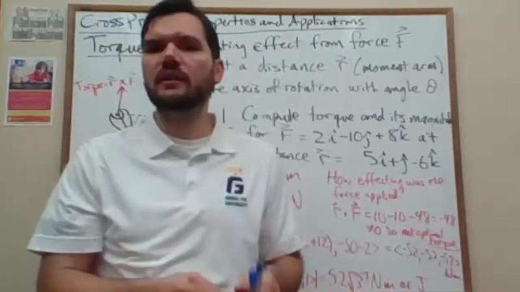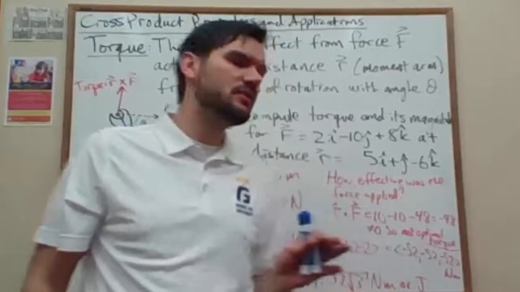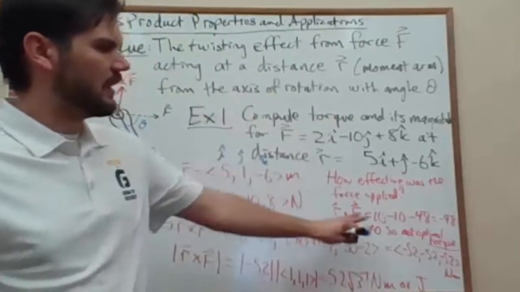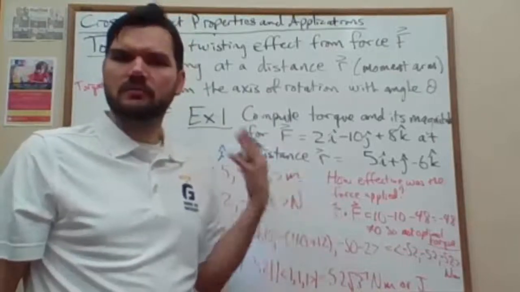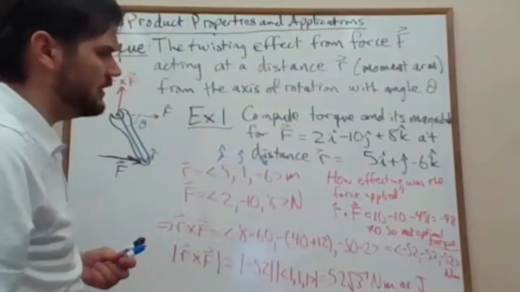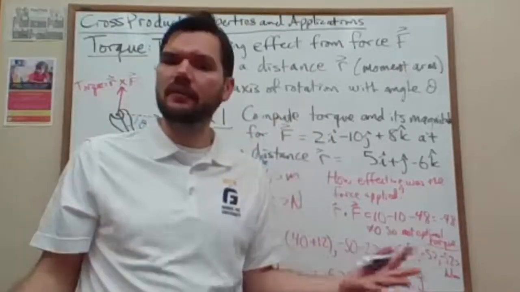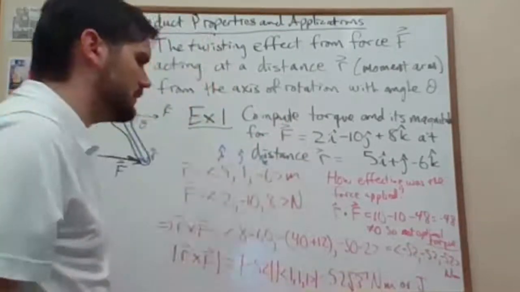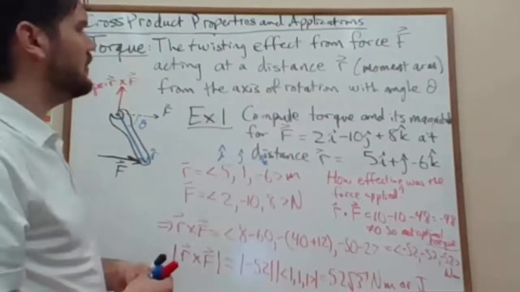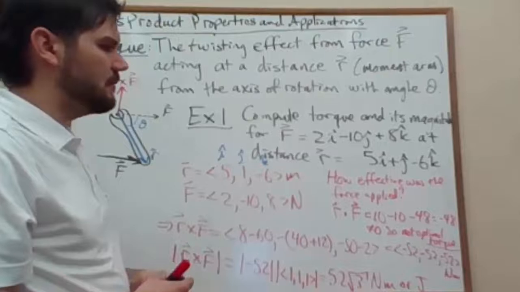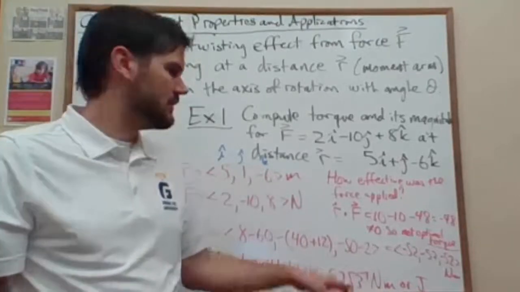So I didn't compute the angle. I didn't go through the steps of seeing exactly how effective it was, but I do know from a very quick check that is not an optimal application of my force. Oh, interesting. So the dot product can be useful in checking or evaluating our cross product. We can, of course, compute the angle from the magnitude calculation over here by dividing by the two pieces.